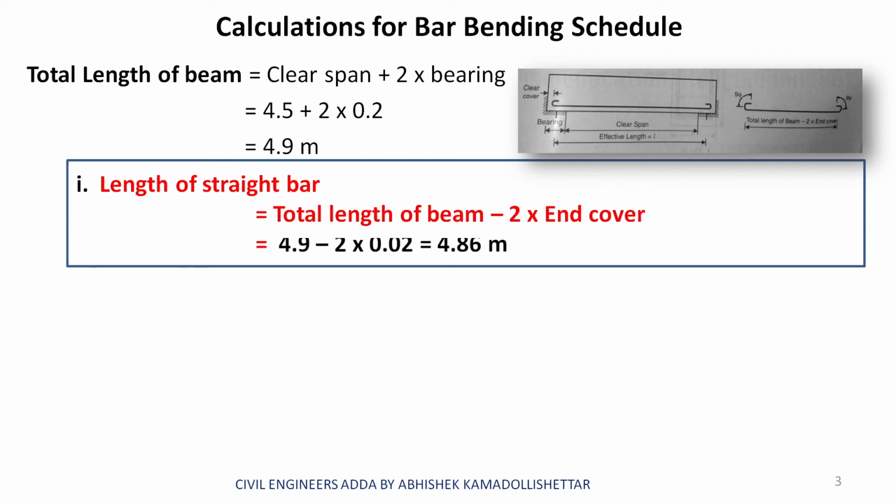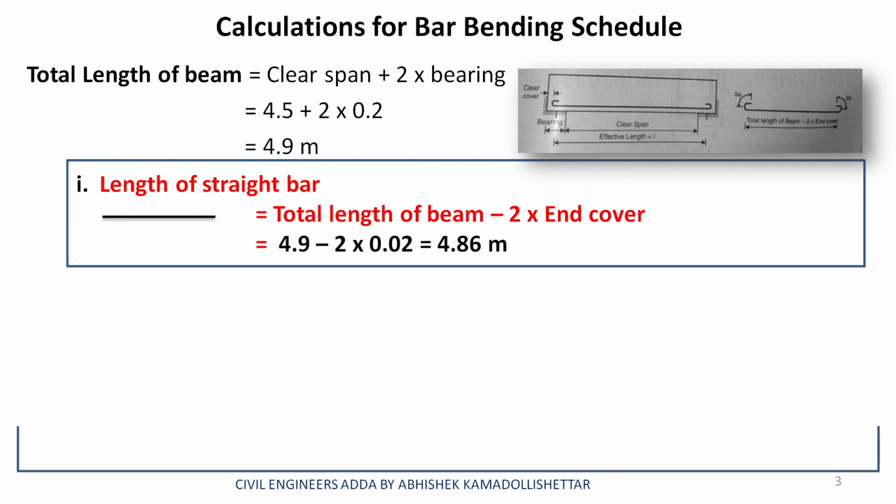Next, the length of straight bar, simply straight bar without hooks. You'll be able to see the drawing here. Only straight bar, no hook, that is total length of the beam minus 2 times the end cover. That is 4.9 minus 2 into 0.02, as the end cover is 20 mm, which we have taken as 0.02 meters, that is 4.86 meters.